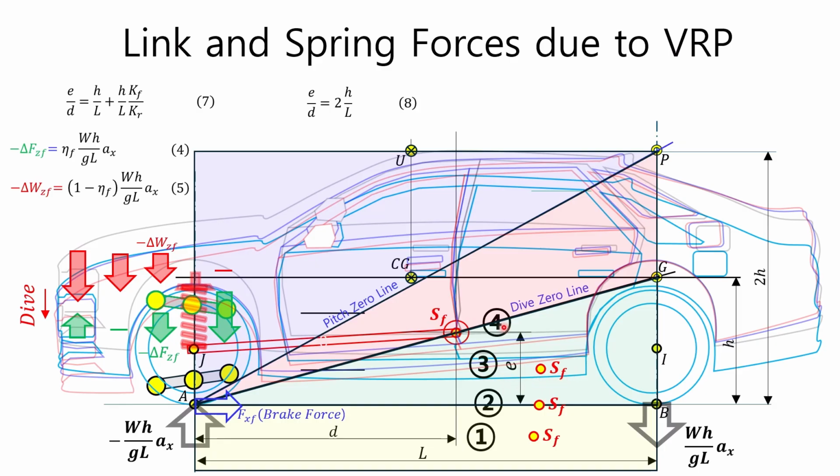Region 4 represents the case where the virtual reaction point SF lies on line AG. In this case, the vertical resultant force of the front links is equal in magnitude and opposite in direction to the vertical dynamic load transfer, so the force acting on the spring becomes 0, and the force acting on the front links supports the entire vertical dynamic load of the vehicle. Therefore, brake dive is 0. In this case, the value of eta F is 1.